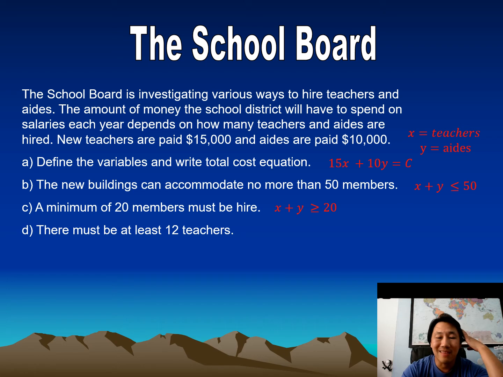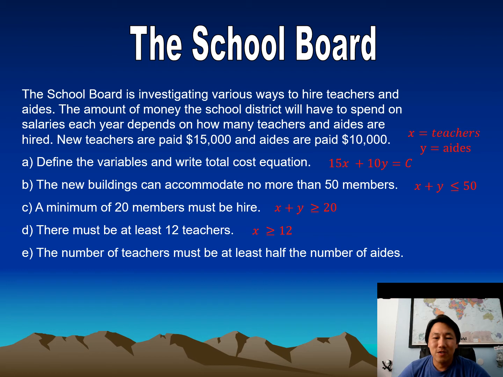There must be at least 12 teachers. How do we write that as an inequality? There must be at least 12 teachers, the x's. There it is, x is greater than or equal to 12.